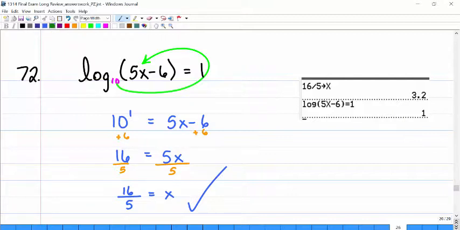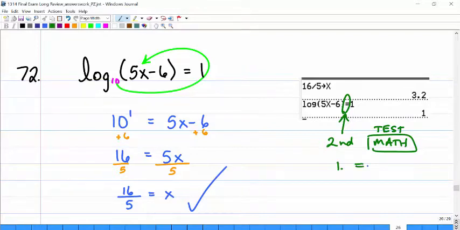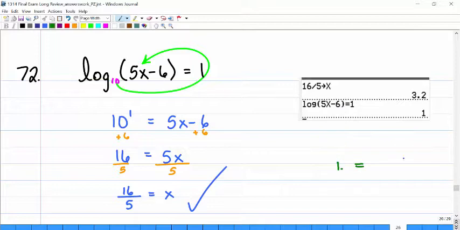Quick lesson on how do you get the equal sign on your calculator. You're going to hit second math, and above math says test, so you're hitting second test, and then number 1 is the equal sign. Just hit enter and it will put the equal sign on your home screen.